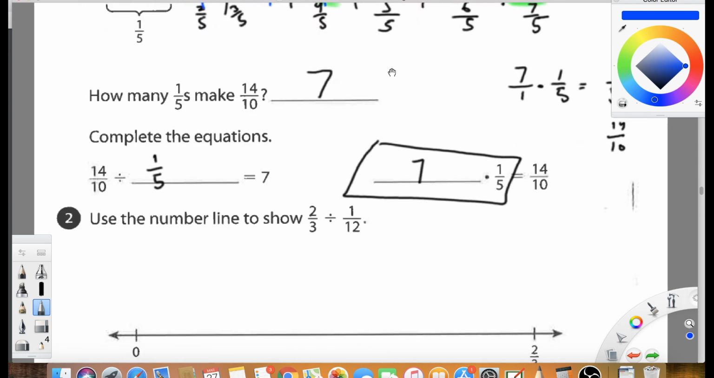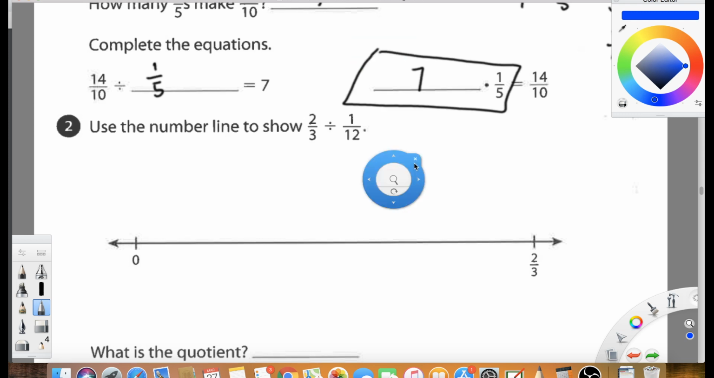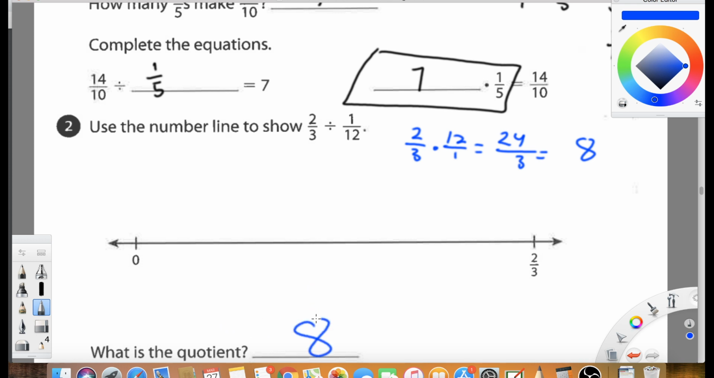Let's keep going. Using a number line to show 2/3 divided by 1/2. Now for this one, if we did it the way we do it, it would be 2/3 times 12 over 1, which is 24 over 3. 24 divided by 3 is just 8. So we would use this number line to show this. Yes, I could do the whole drawing. What's my quotient? It is 8. That's my answer. But it becomes really tricky to draw, but we can try it out.